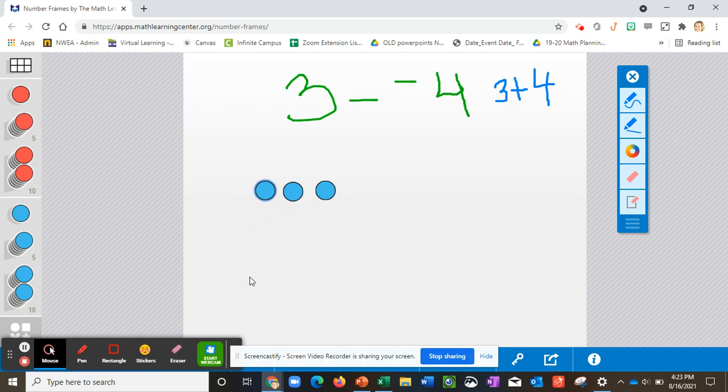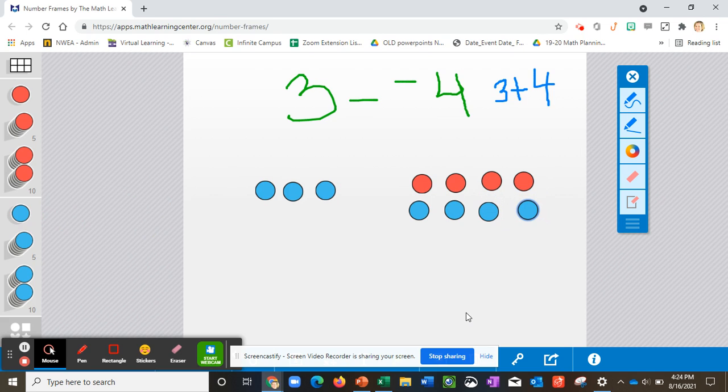Well, I don't have any negatives to take away. So I need to come up with some zero pairs, because if we give anything 0, it's not going to change it, right? So I need to give this some zero pairs. So I'm going to give it 4 zero pairs. So here's 1, 2, 3, 4. And then here we go, 1, 2, 3, 4, because I want to pair each one of those up with a blue or a positive.